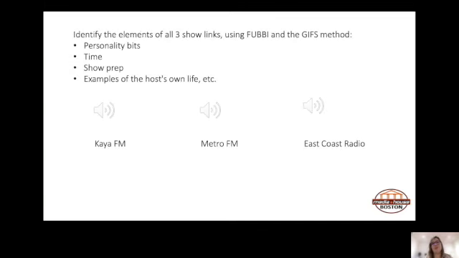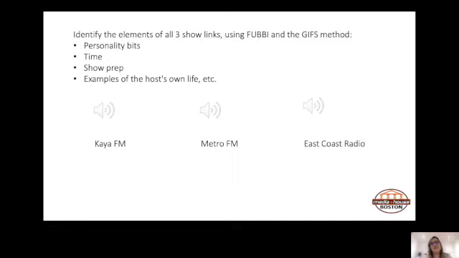What I want you to do now is to identify the elements in all three of these show links. So I have played the 3 show links for you before. But now what you're going to do is identify the elements of the show links using Fabi and the GIFs method, where you'll identify the personality bits, the time, the show prep, and the examples of the host's own life, okay? So the 3 clips there are from Kaya, from Metro, and from East Coast Radio.